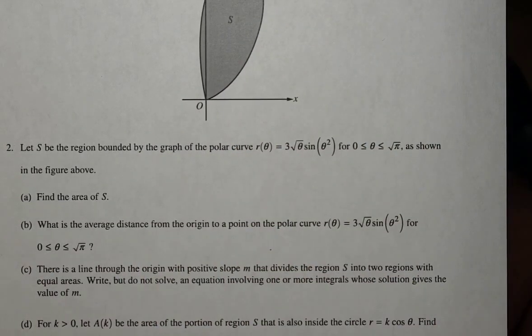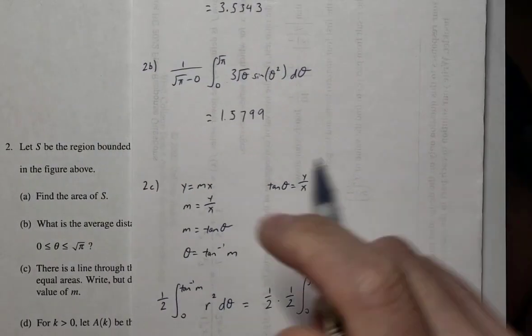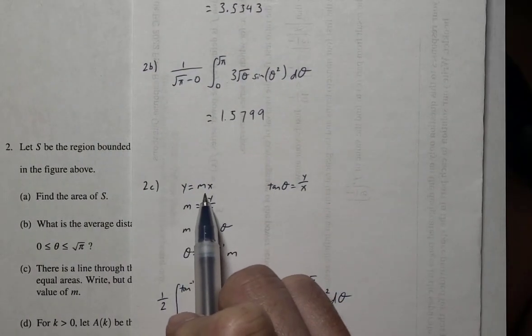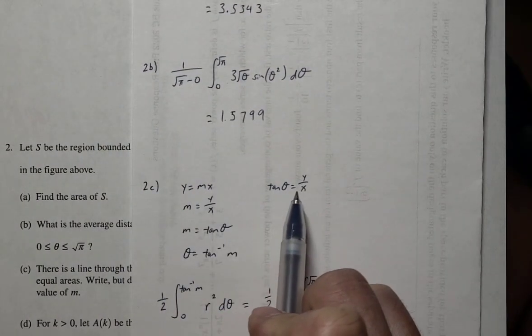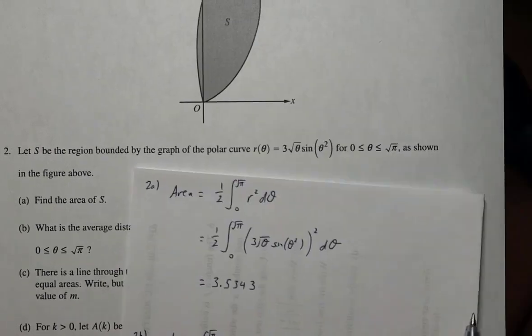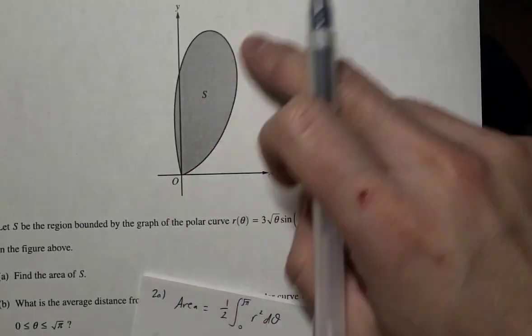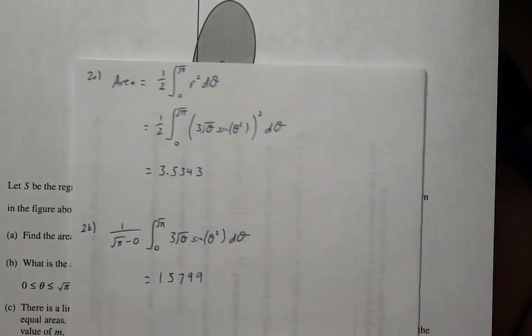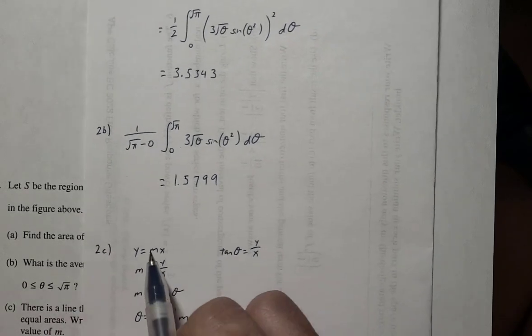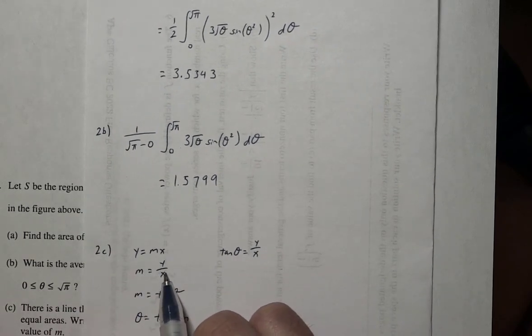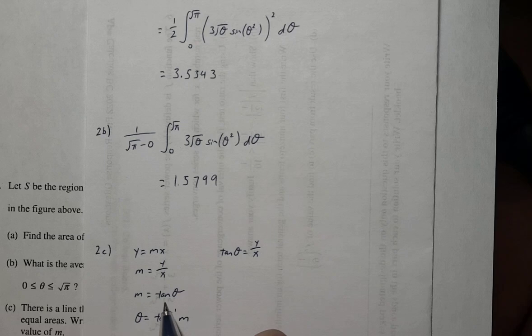In rectangular or Cartesian coordinates, that's y equals mx. You might be more familiar with that. m is the slope. So let's combine these 2 pieces of information. y equals mx, and we know that tangent theta is y over x. We want to write this line as theta equals something in polar coordinates. So m is equal to y over x. y over x is tangent theta. So theta is arctangent m.